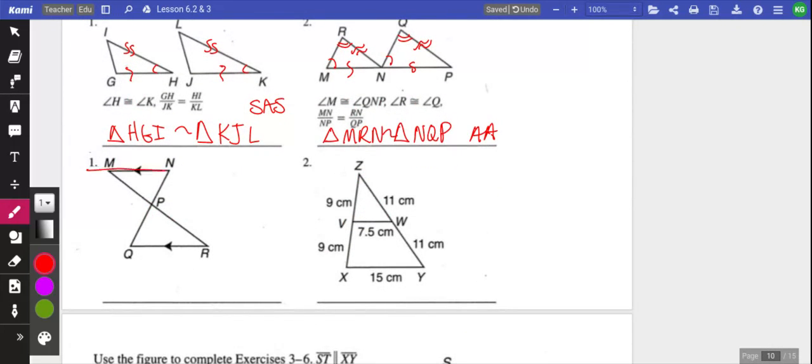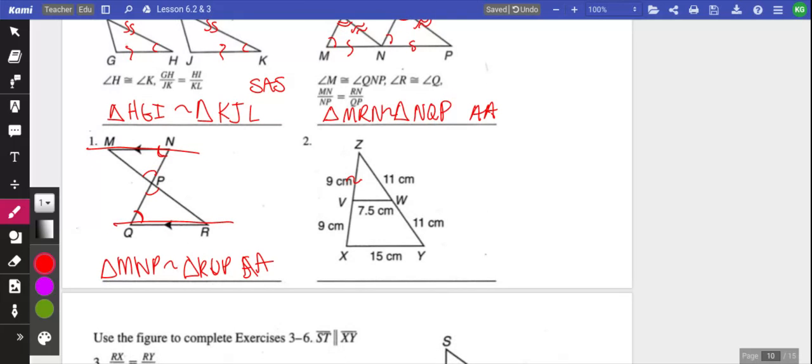On this one I have parallel lines, so I know that Q and M are the same. I know that those are vertical angles, and I only have to have 2 to prove them similar. So triangle MNP is similar to triangle RQP by angle, angle.